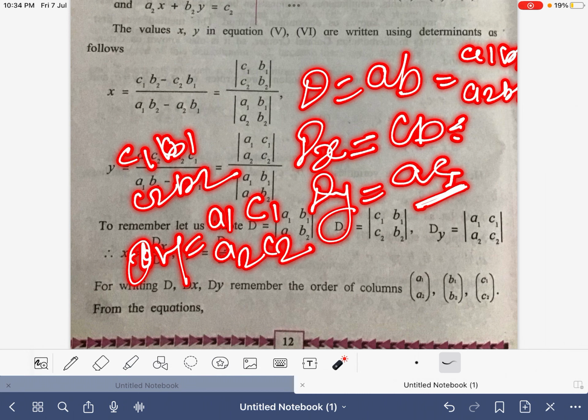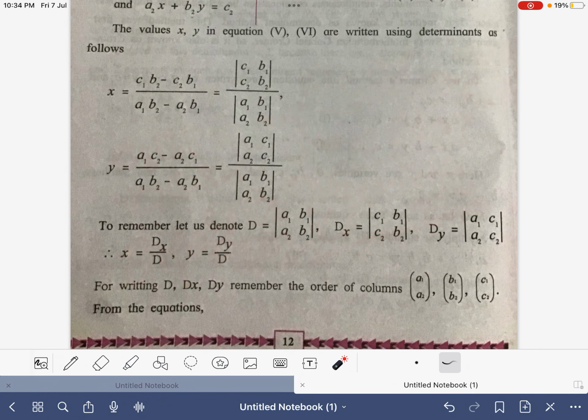Clear? So likewise we have to keep in mind d is equal to ab, dx is equal to cb, and dy is equal to ac. This is the value of d, a1 a2 b1 b2, dx, c1 c2 b1 b2, and dy, a1 a2 c1 c2. So similarly, this is the value of x, and alternately we write it x is equal to dx upon d, y is equal to dy upon d.